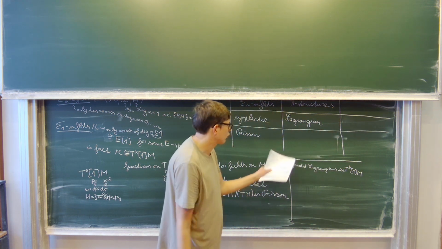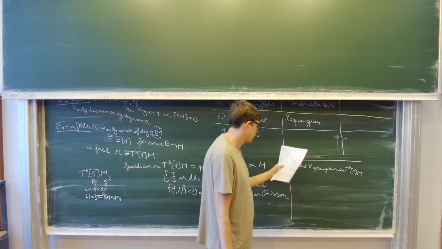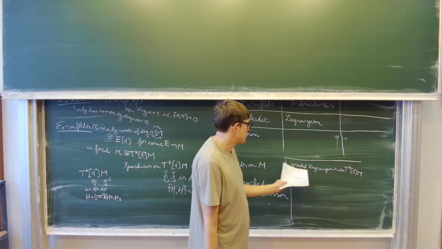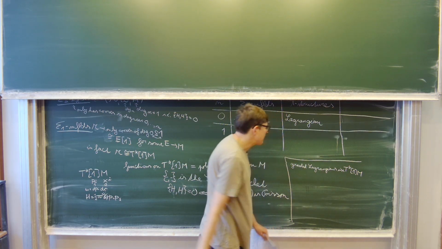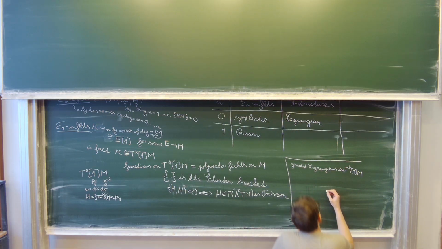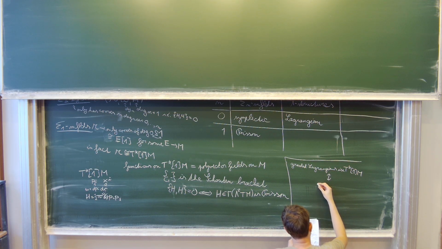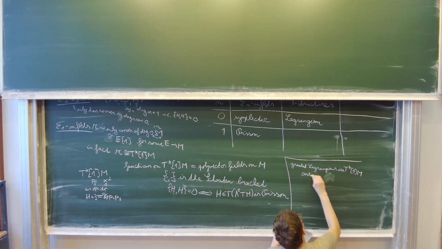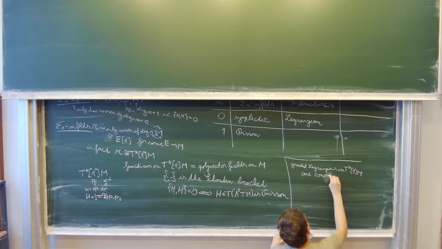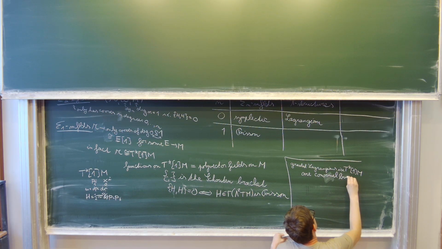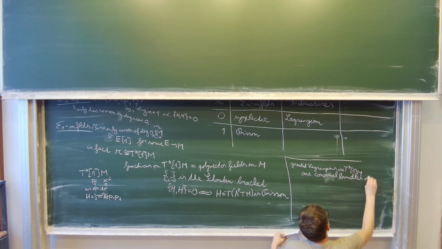So graded. First, I'm not going to prove this, just to give you the flavor. You can show that all the graded Lagrangians here have to be of the form: they are conormal bundles of submanifolds.